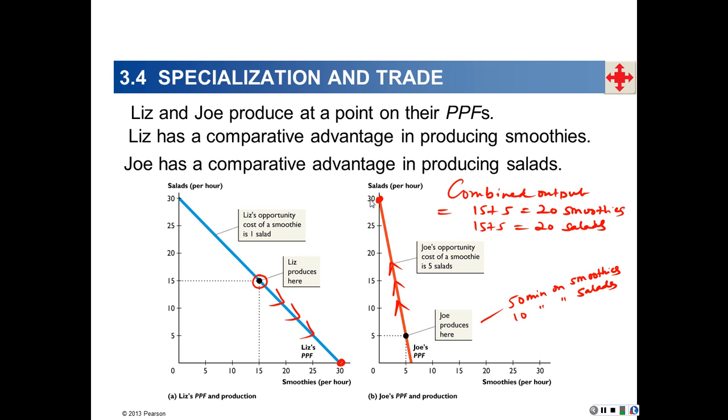Correct? But how do these two people gain? We know that society gains from increased production. But how do these two people gain is the question. Correct? And that I will leave for our next class. Okay?